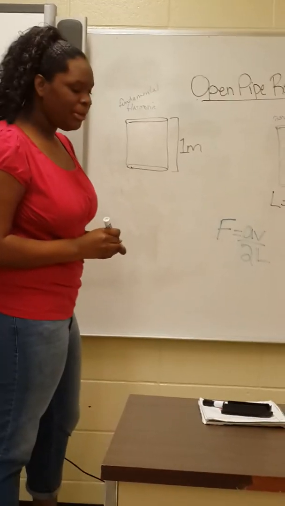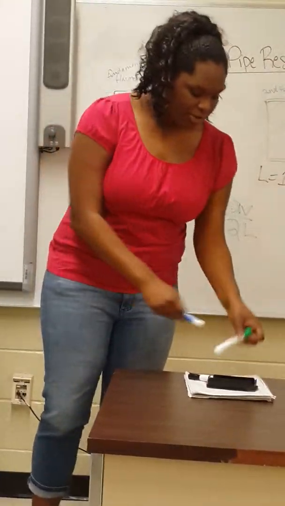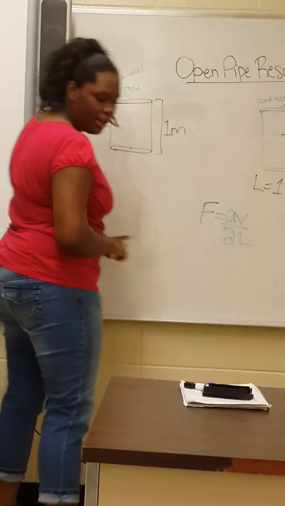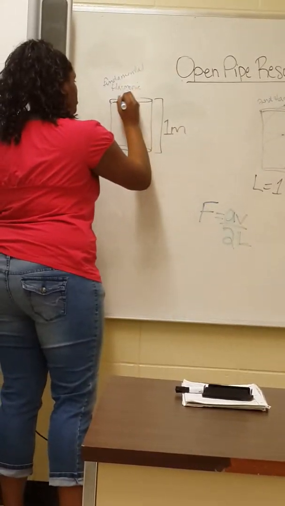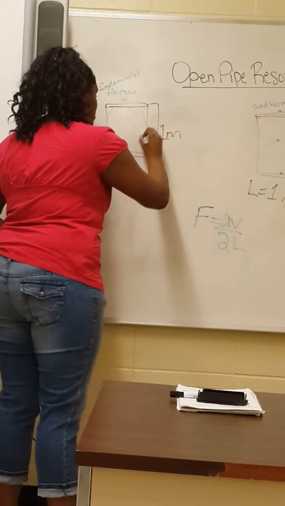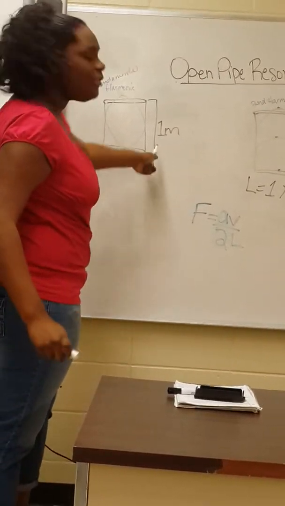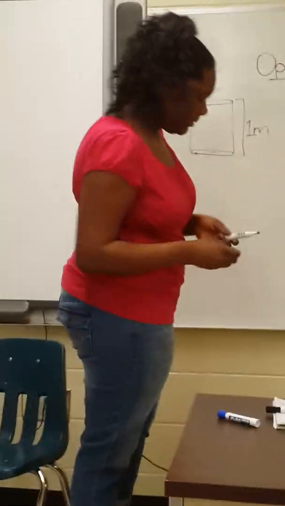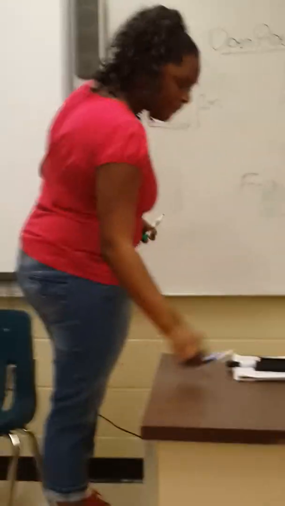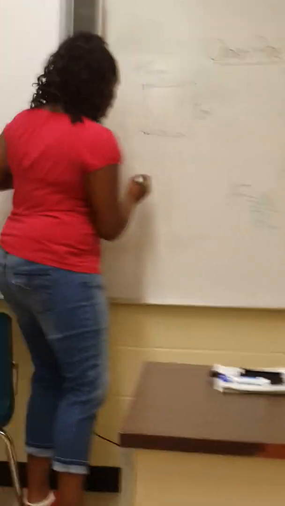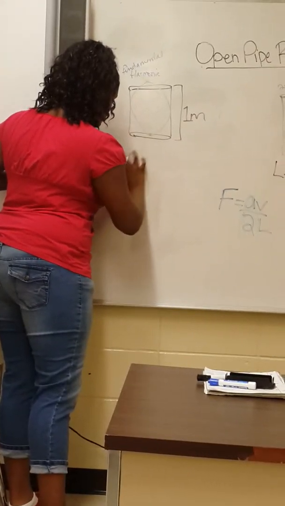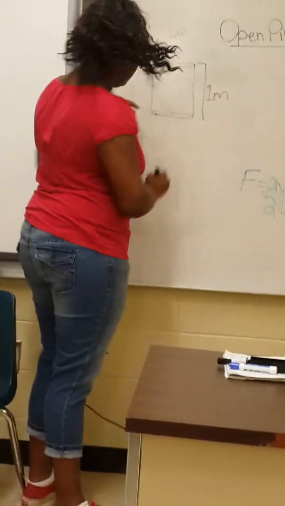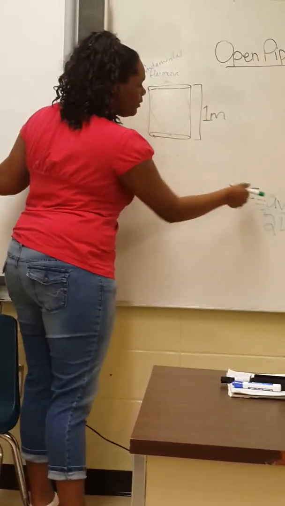Now we just learned that the fundamental harmonic is a half a wavelength, which just means that you have two antinodes right here, and we connect them. That is your first harmonic. And the length is 1 meter. So if they ask us how to find the frequency, we can just plug it into the formula. You have F equals the number of antinodes, which is 2, and then the velocity.